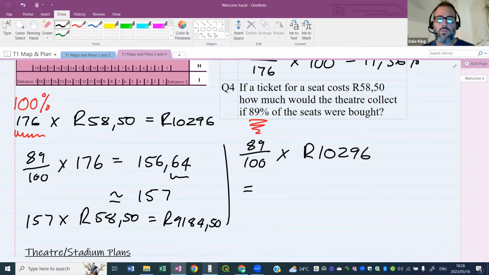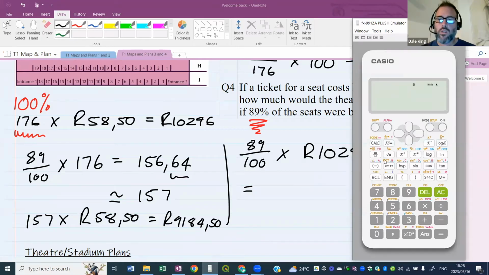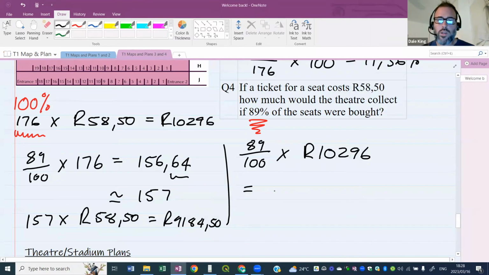This will give you, let's try this one. So 89 over 100 times 10296 equals 9163.44. Now, that is another way to do it. So instead of saying 89% of the seats, we can say 89% of the Rand value. Okay. So instead of saying 89% of 176 seats, we said 89% of the total Rand value for all the seats. My question to you tonight, and you got to think about this.